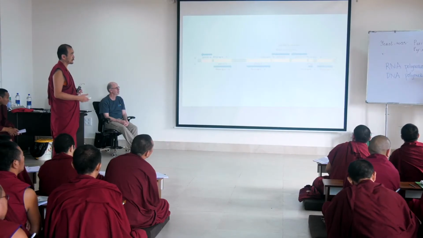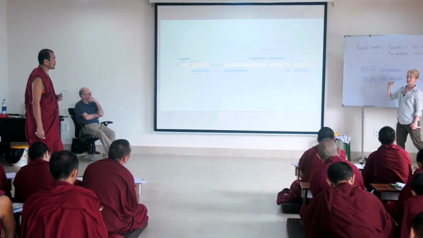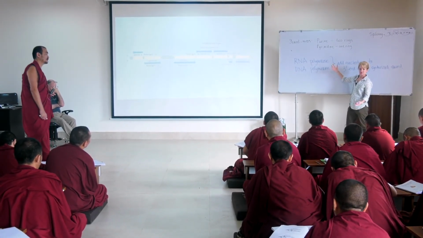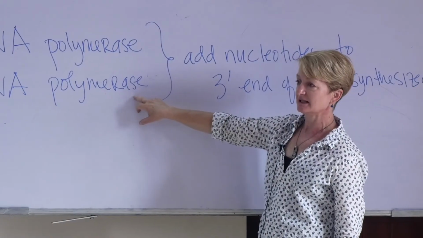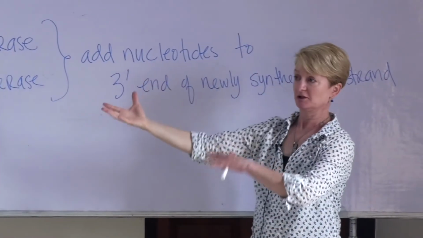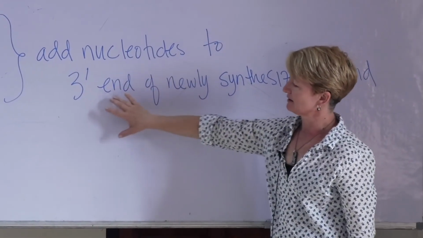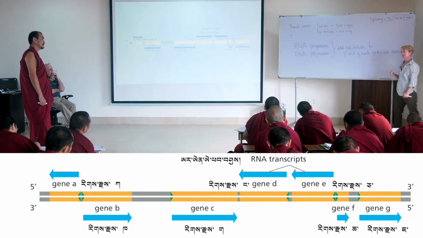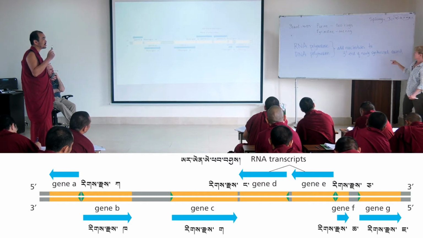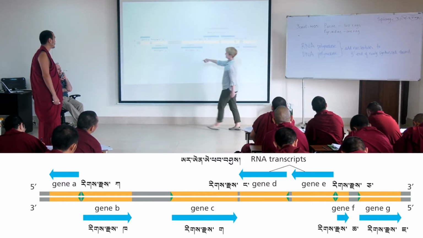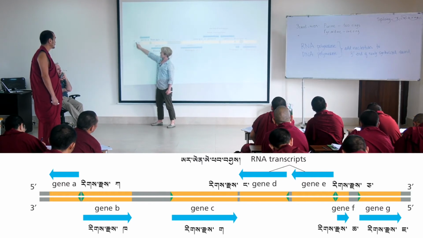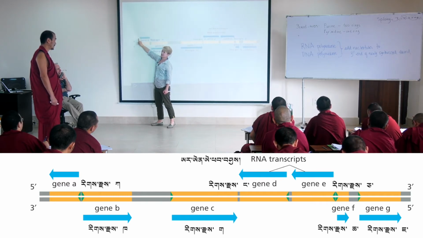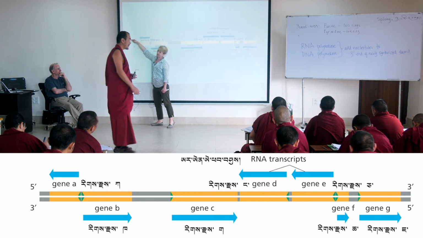So I think what was being asked about the direction of making the messenger RNA had to do with something you probably learned already, that both RNA polymerase and DNA polymerase have this limitation, and we're going to look at this in more detail. But they can only add nucleotides to the 3' end of the new material that's being synthesized. Let's just look at gene A right here. This is the 5' end of the DNA. That means this is the 3' end of the messenger RNA, and it's being synthesized in that direction.